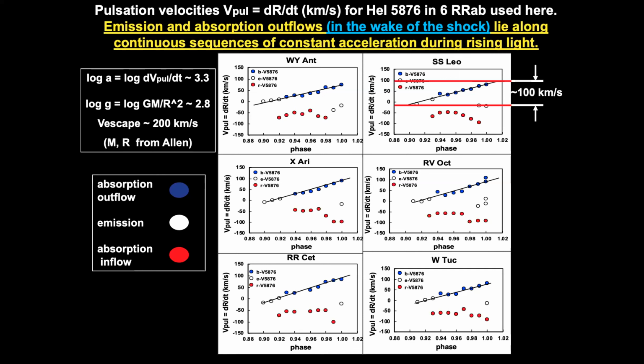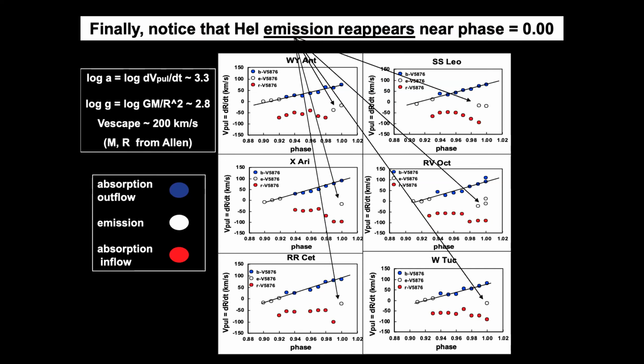But anyway, you can see, and the interesting thing for me about all this is that the helium emission reappears near maximum light. And you can see, I've pointed with those arrows, the open symbols, as indicated here, the open circles are emission measurements, and the blue ones are outflow negative velocity expansion velocities, and these are the infall velocities. And here, the emission lines reappear near maximum light.